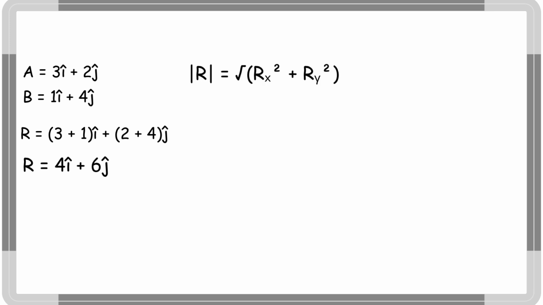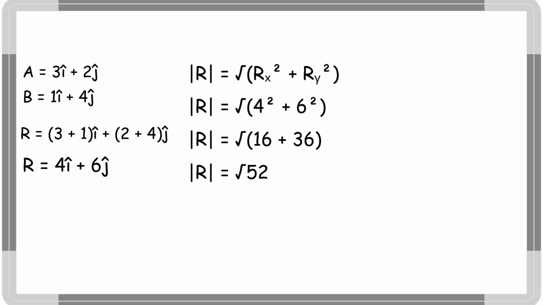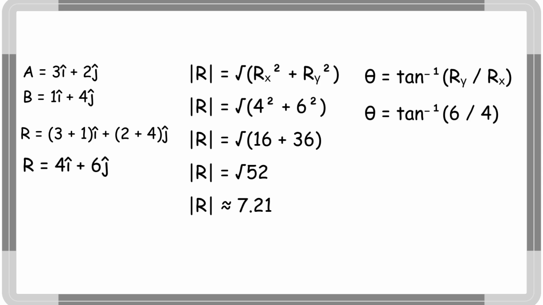Now to find the magnitude of R, take the square root of 4 squared plus 6 squared. That's 16 plus 36, which equals 52. So the magnitude is about 7.21. To find the angle, use inverse tangent of y over x. Theta equals inverse tangent of 6 divided by 4, which is inverse tangent of 1.5, and that's approximately 56.31 degrees. This method works even when your vectors point in different directions and you're not drawing them.